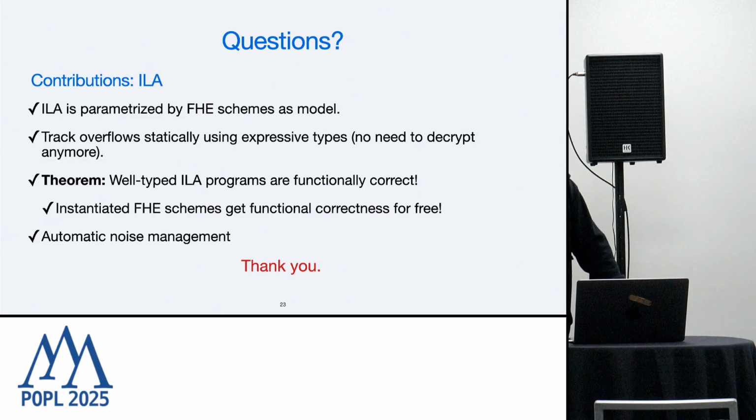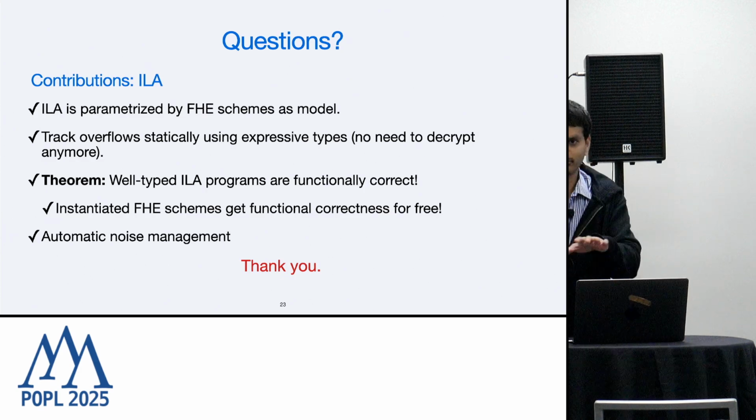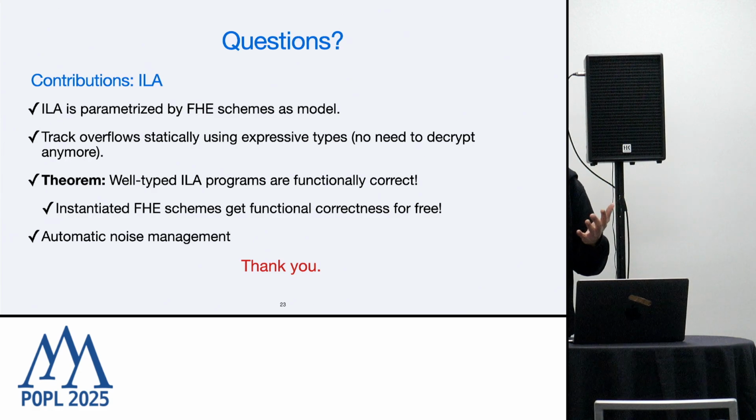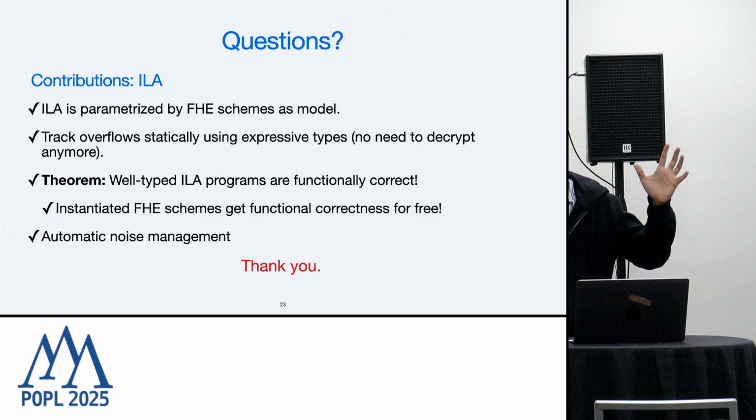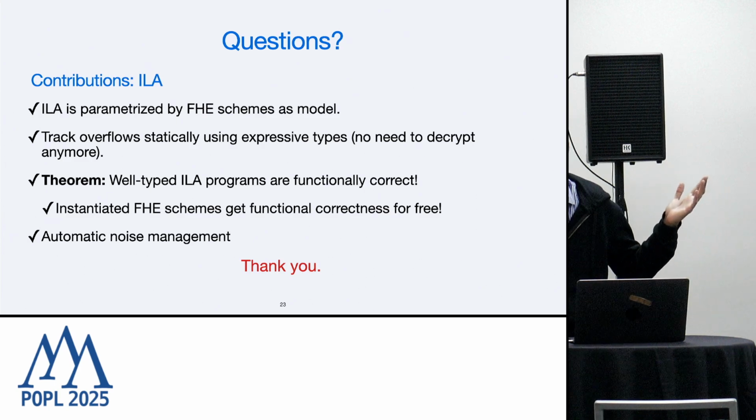So I assume the new FHE scheme has all the correctness properties proved. So ILA abstracts it out, so you don't have to. It just fits in. We don't have to do any implementation. The only thing is, if there are new operations, we might have to add them to the type checker. Other than that, we don't have to do anything.